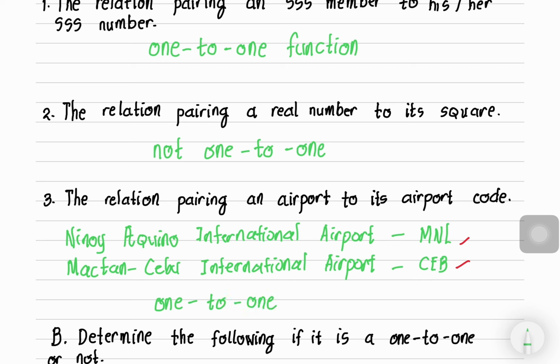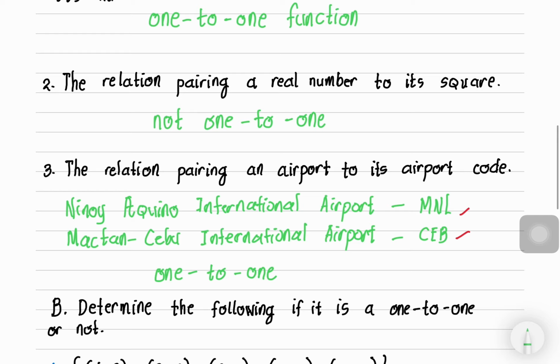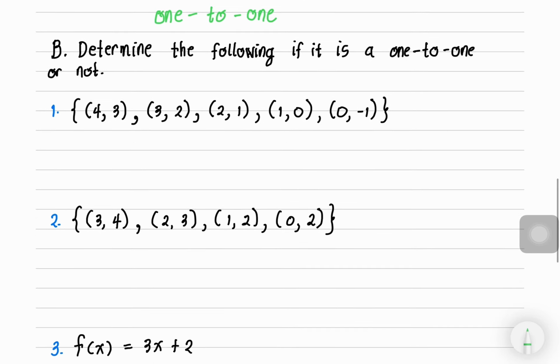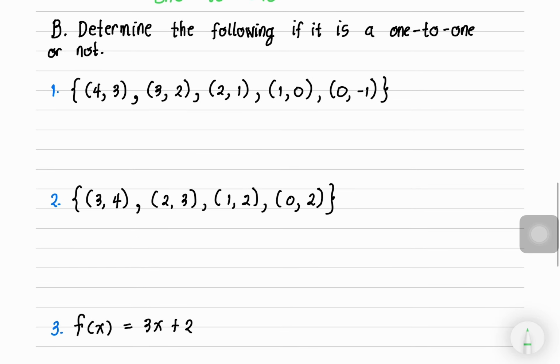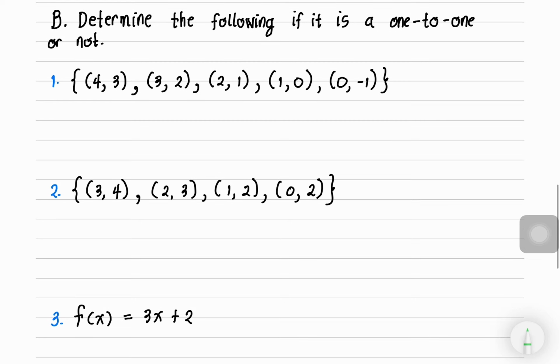Okay? So marami example ng one-to-one function sa ating real life situation. Okay. Next, letter B example. Determine the following if it is a one-to-one or not. Okay, so given the ordered pairs, so we have (4, 3), (3, 2), (2, 1), (1, 0), (0, -1).